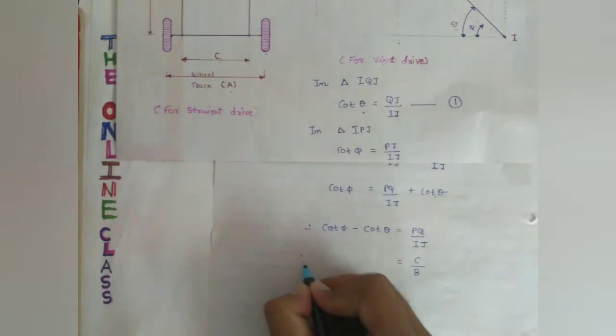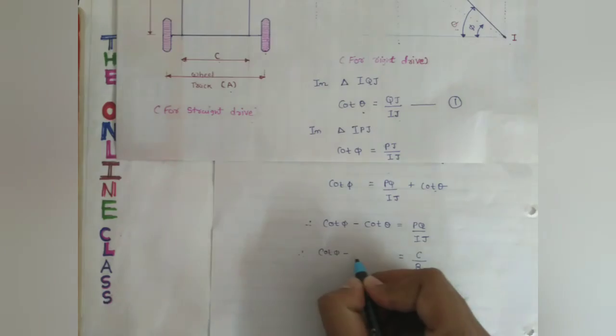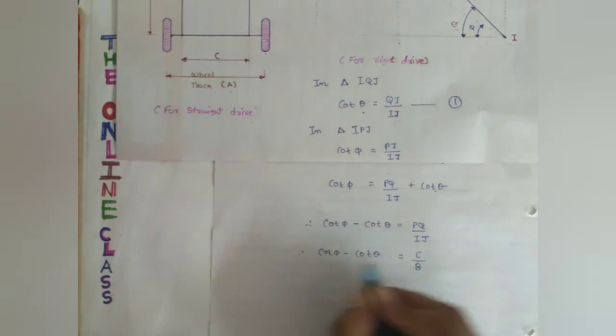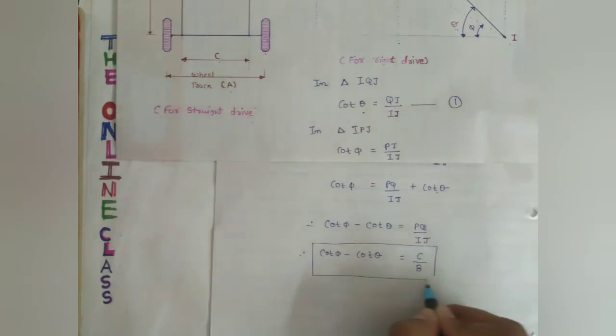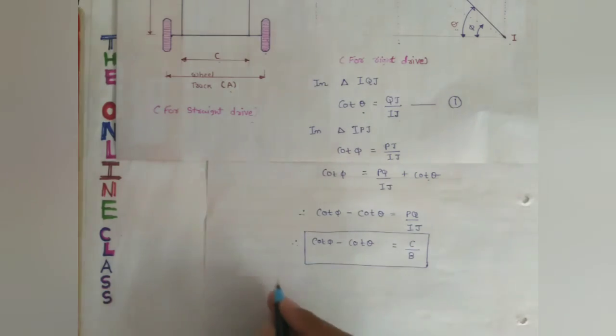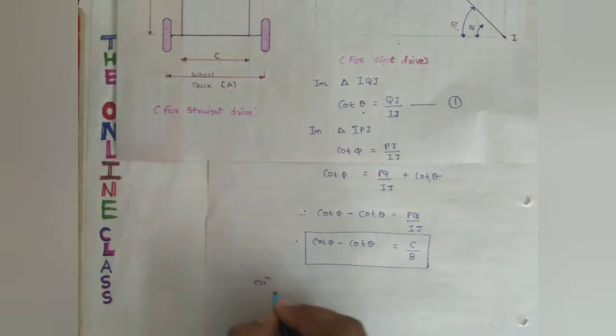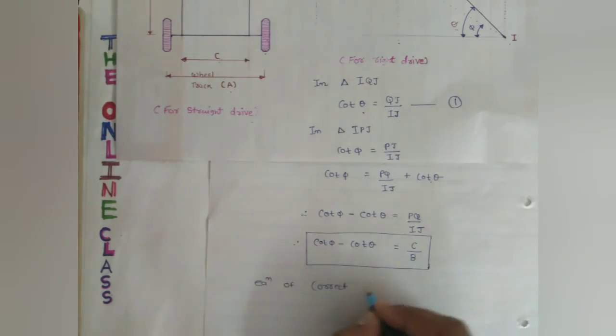we have the equation cot phi minus cot theta is equal to C by B. So this is the derivation of the Ackermann steering gear mechanism, and this is the equation of correct steering.